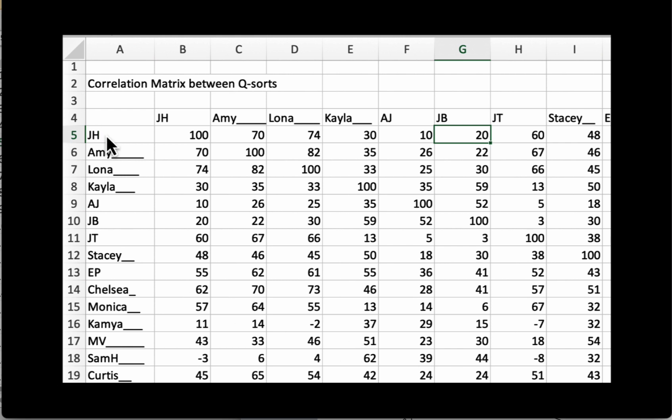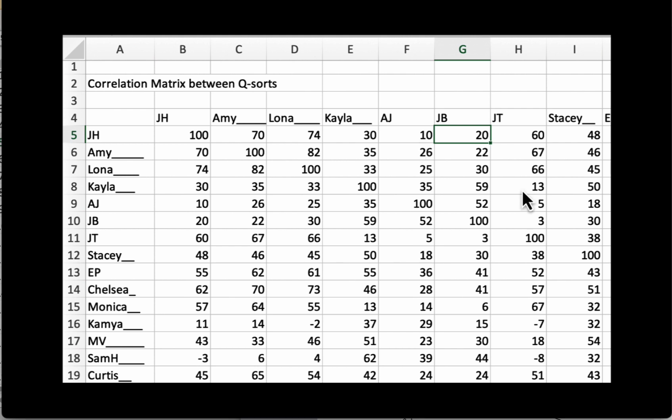For example, you can see how JH has a rather high correlation with Amy and Lona, but pretty small, almost near zero correlation, with AJ. So you get a sense of who JH is, whose responses his are similar to, and whose they are not.